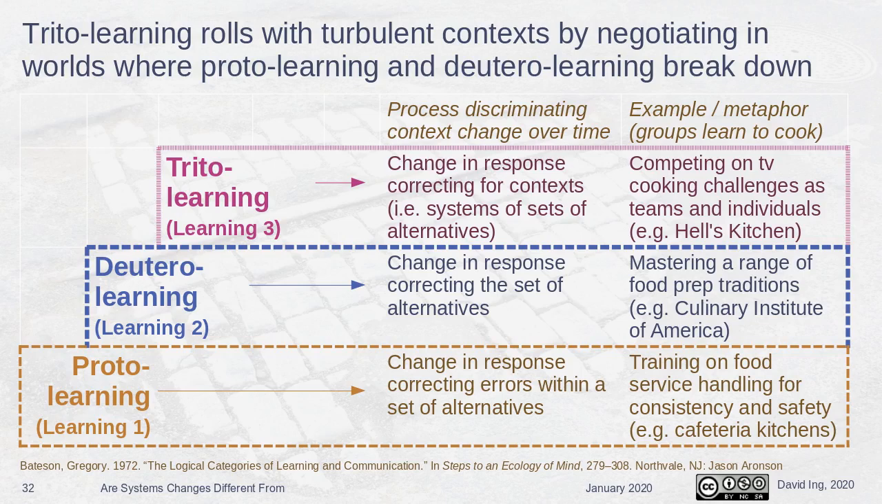The last one, trito learning. The question is, can you actually take a system and put it in a different system and have it respond in a different way? So we're going to take the dolphin out of the tank and put it in an ocean and see if it can do tricks. Now, my friend David Hawk and I had debates about this, because what we would like to do with systems thinkers is get people to the trito learning level.